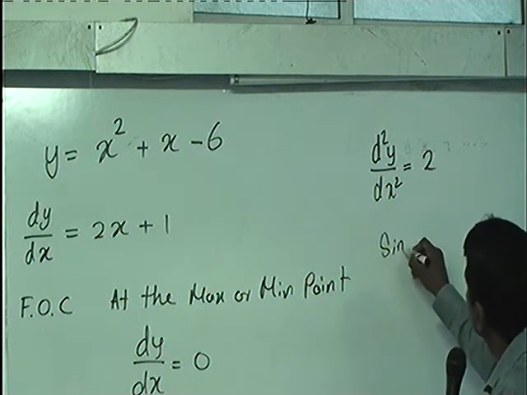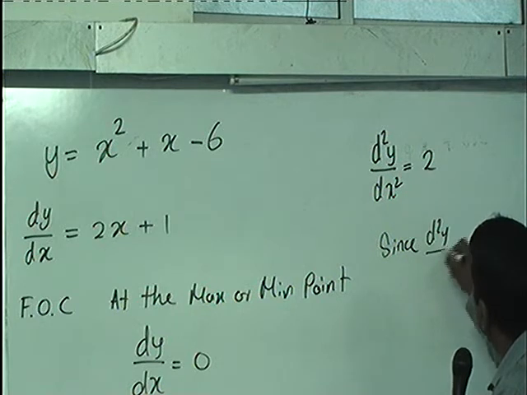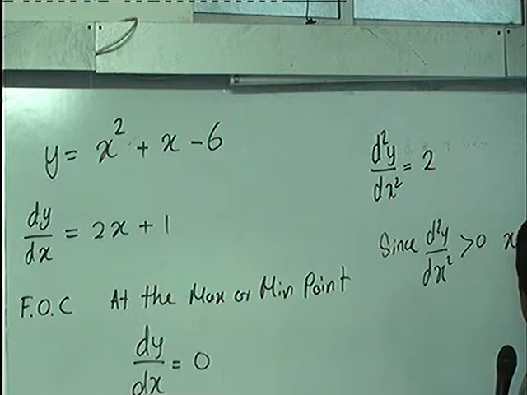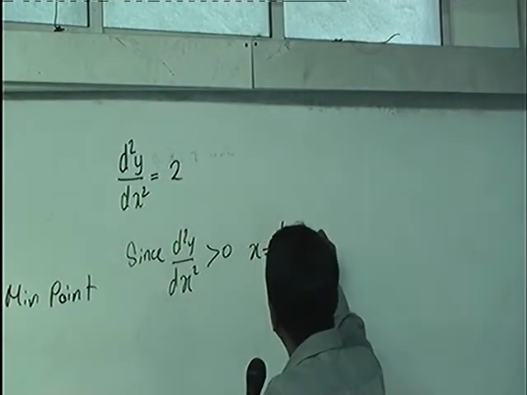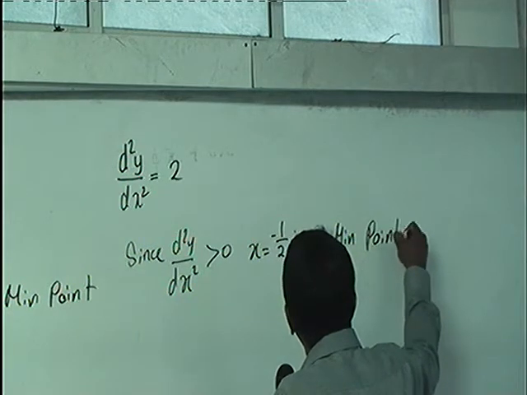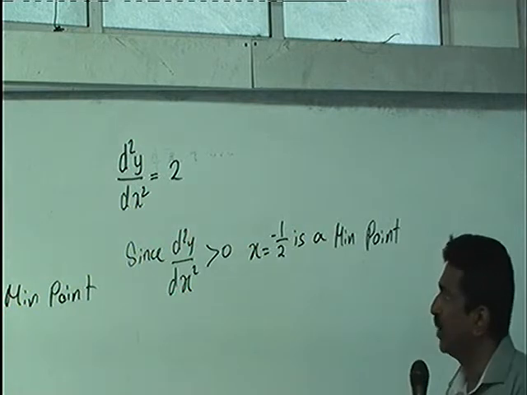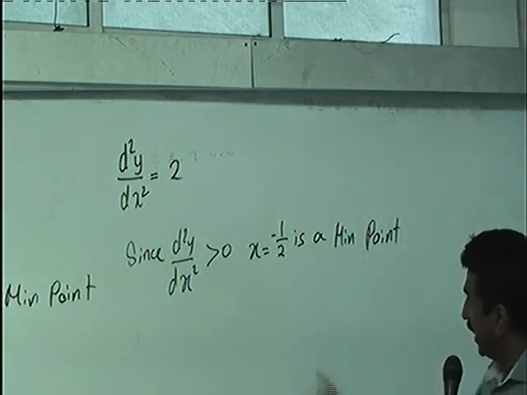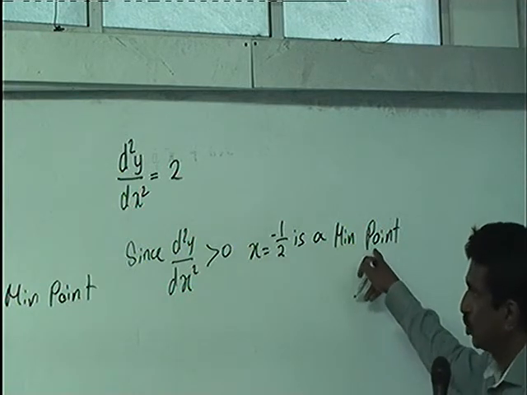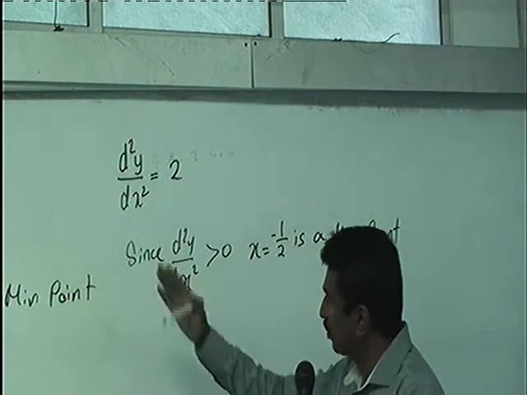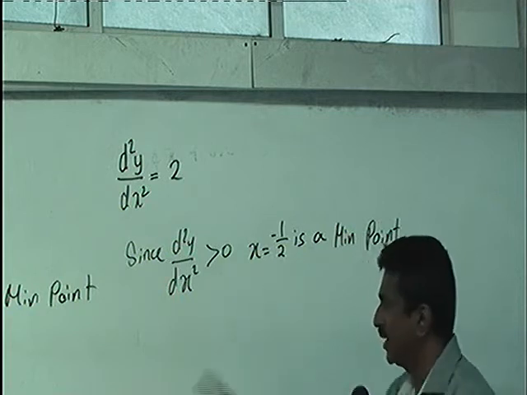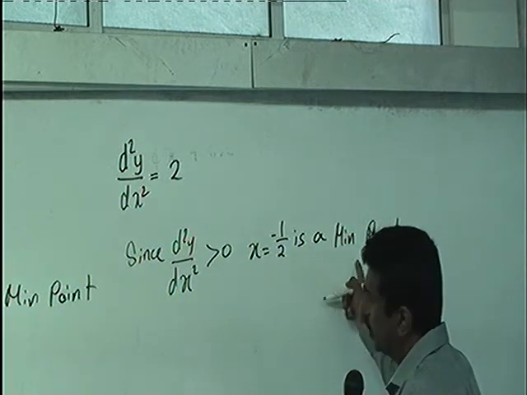Since d2y by dx2 is greater than 0, x equals minus half is a minimum point. So that completes the question. So to obtain the maximum or minimum point, we got this point x equals minus half. x equals minus half is a minimum point.